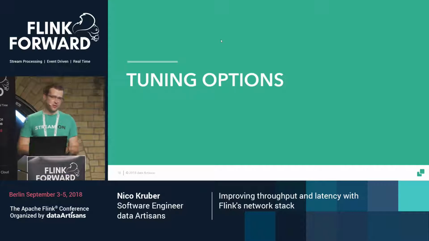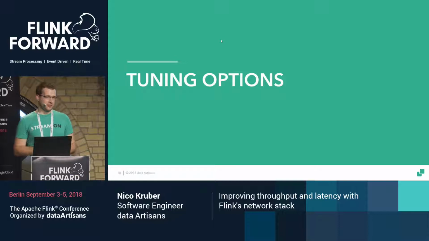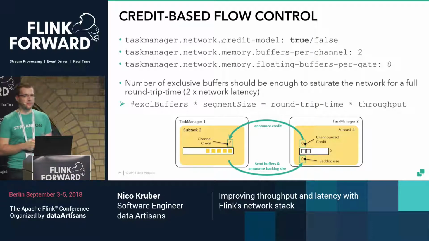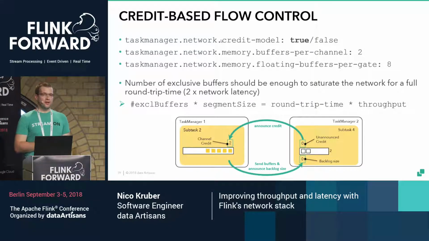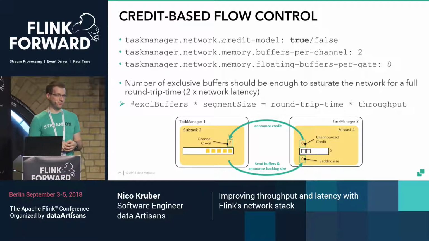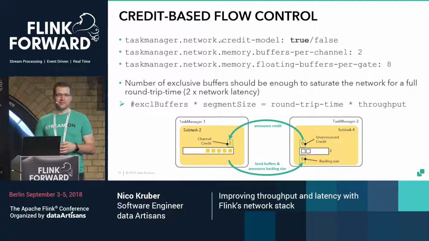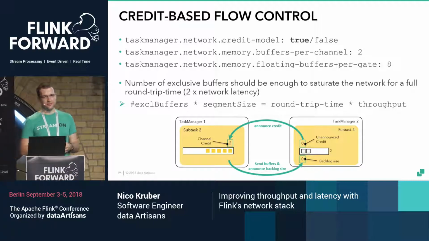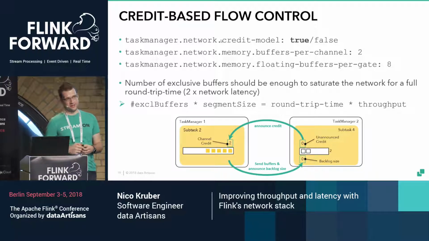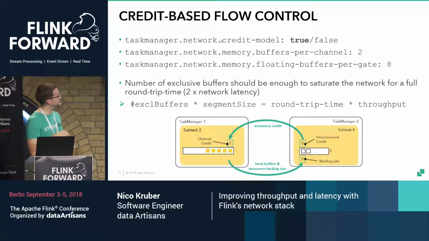So let's look a bit more into tuning options, some of the knobs that we have for configuring the network stack for different use cases. First of all, this credit-based flow control is new since Flink 1.5. We were a bit conservative on not replacing the old way. You can actually decide on whether you want to use credit-based flow control or not. We do see improvements, but there might be use cases that degrade. So the default is that we enable the credit-based flow control, but you can always turn it off if you see troubles.